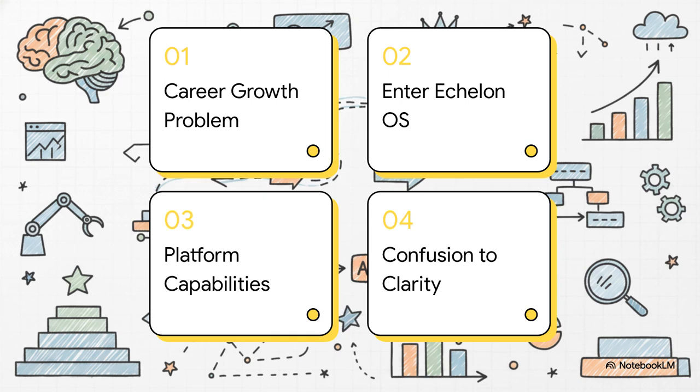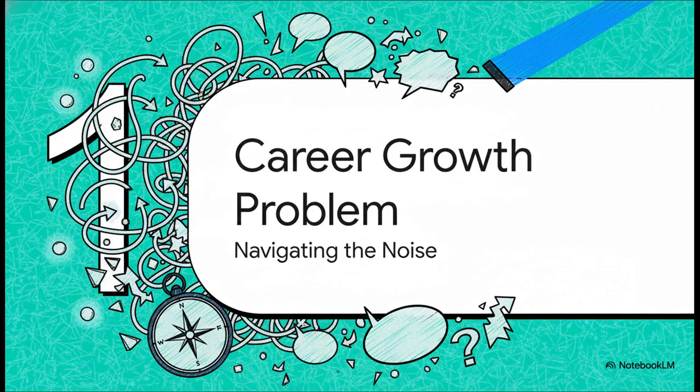Okay, here's our game plan for today. We'll start by examining the reality of the career growth problem. Second, we'll enter Echelon OS and define what it actually is. Third, we're going to unpack the platform's core capabilities. And finally, we'll explore that incredible transition from confusion to clarity. Let's jump right in. Part 1, the career growth problem, or navigating all that noise.